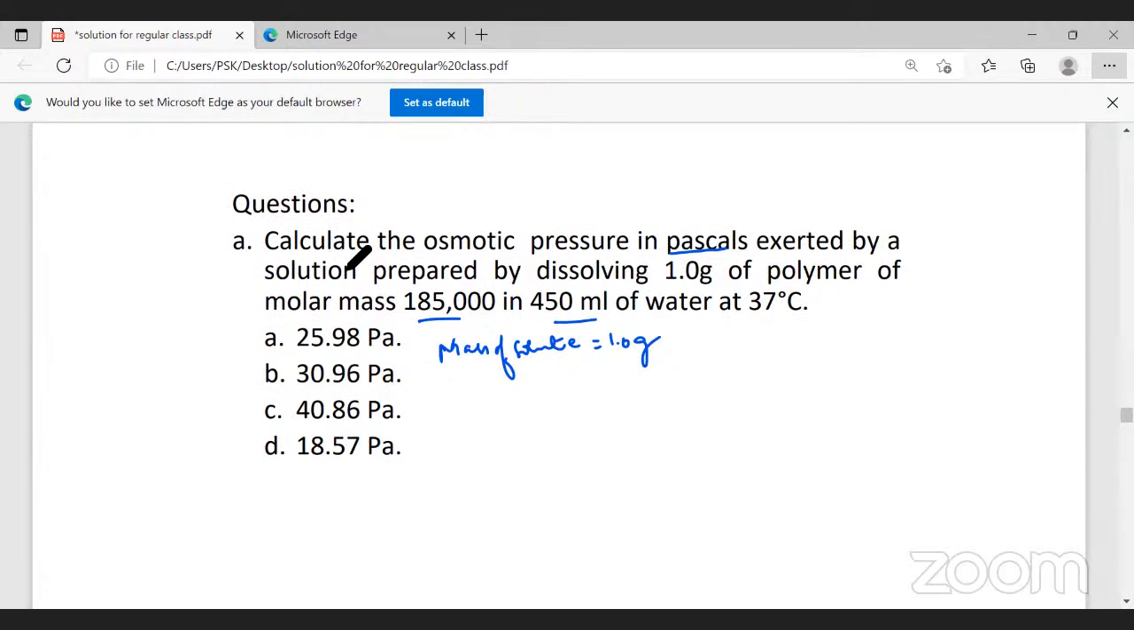And also they've given the molar mass of that solute. What is the molar mass of the solute? Molar mass of the solute is 1,85,000 gram per mole. And also they've given the volume of the solution. 450 ml they've given. 450 ml converted into liters will be 0.45 liters. Yes or no?